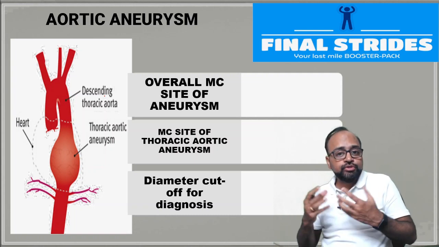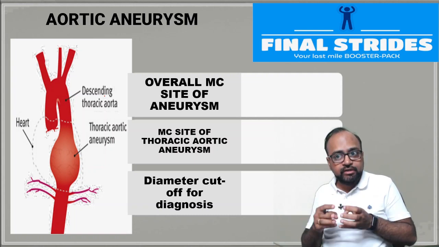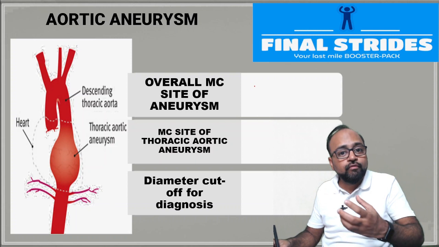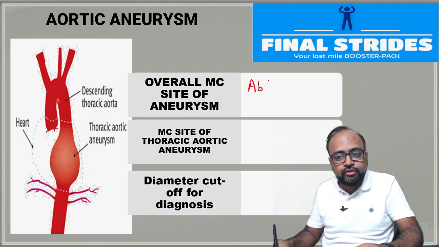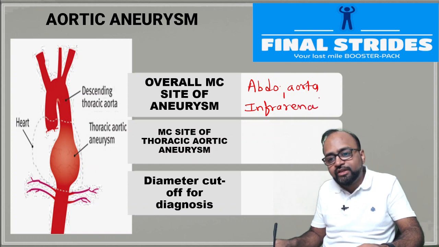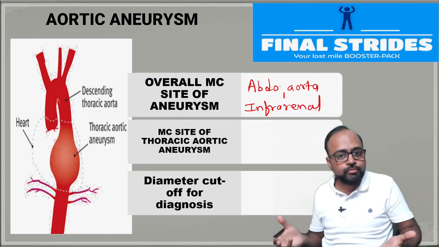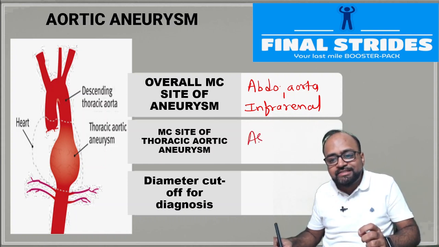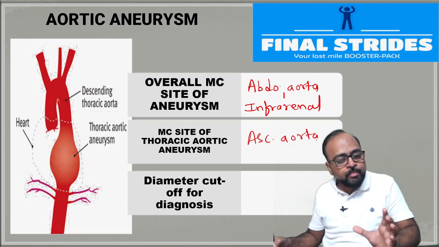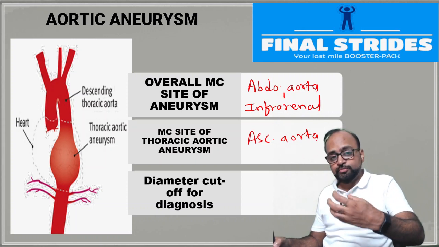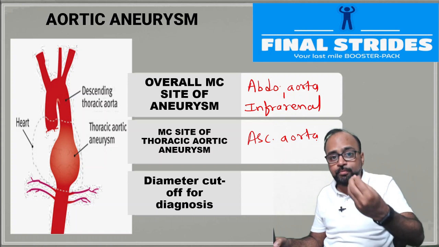Now we come to aortic aneurysm. There is no intimal flap, but the aortic diameter is focally increased. So what is the overall most common site of aneurysm? The most common site overall of aortic aneurysm is usually the abdominal aorta. It is usually infrarenal, that is beyond the origin of the renal arteries. That is the overall most common site of aortic aneurysm. Most common site of thoracic aortic aneurysm is the ascending aorta, right? How do you diagnose aortic aneurysm? You say that a particular part of the aorta is more than 50% dilated compared to the normal lumen, then that is aortic aneurysm.